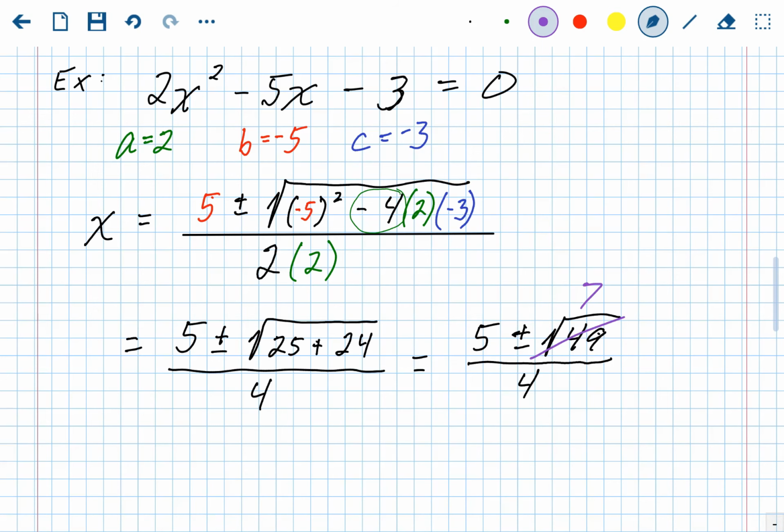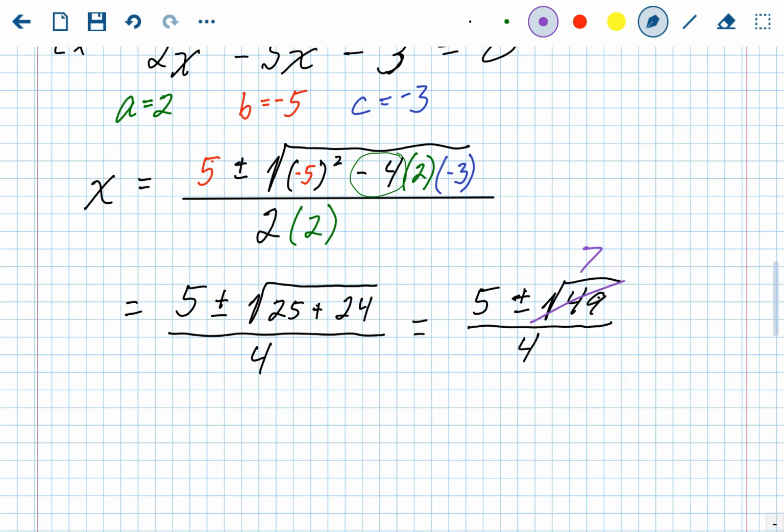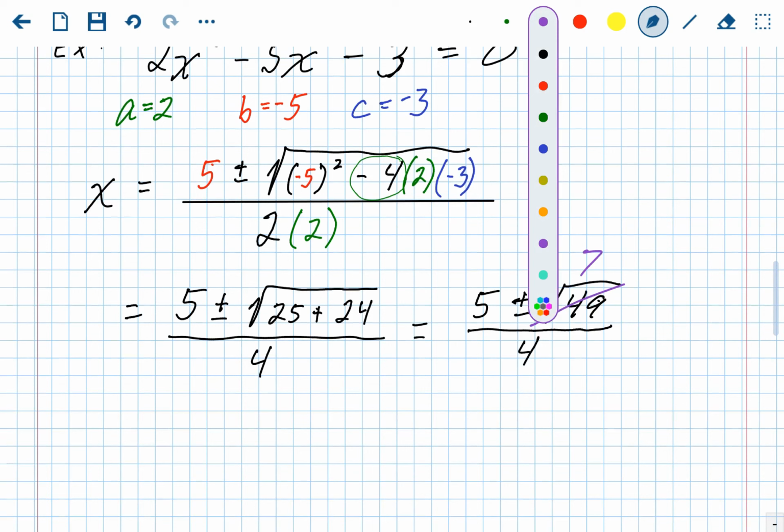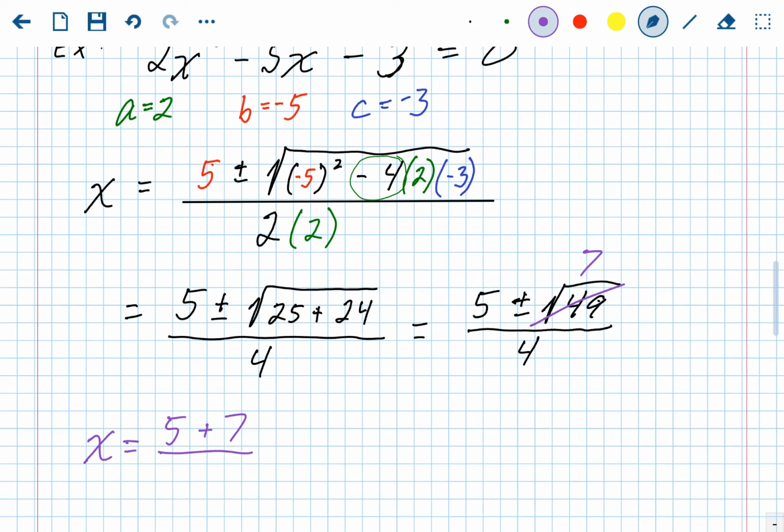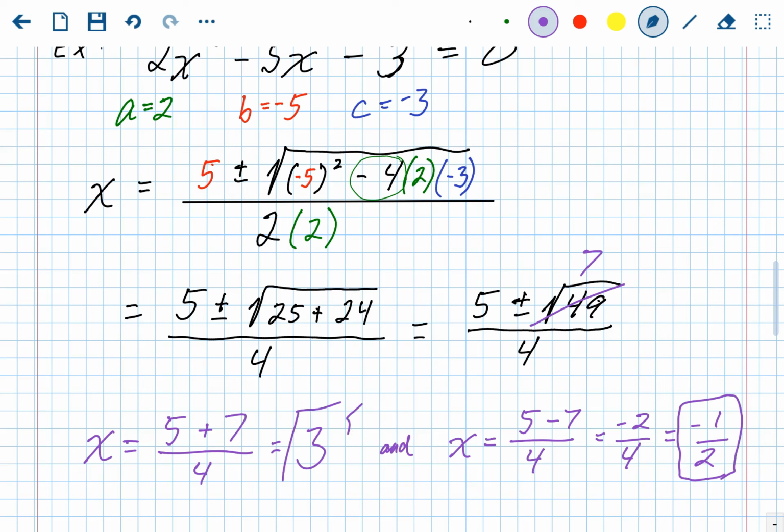The square root of 49 is 7. Okay, so now we're going to split it up into our two answers. We're going to have 5 plus 7 and then 5 minus 7, both divided by 4. Oh, this would be a 4. 5 plus 7 divided by 4 is 12 over 4, which is 3. And then 5 minus 7 is negative 2. Negative 2 divided by 4 is negative 1/2. Simplify your fractions. Okay, two answers.